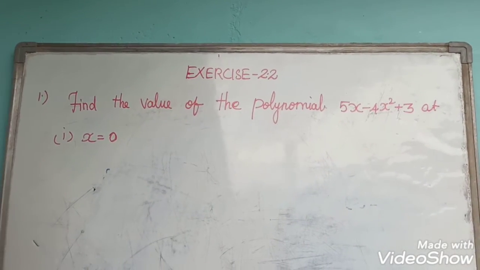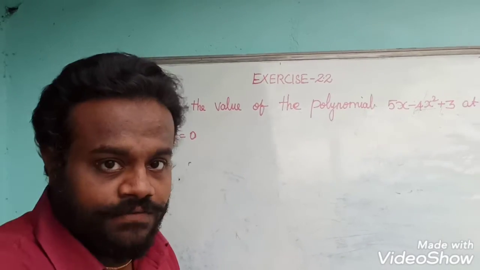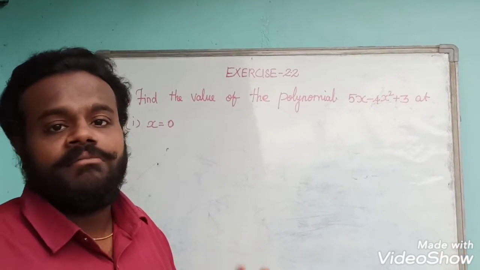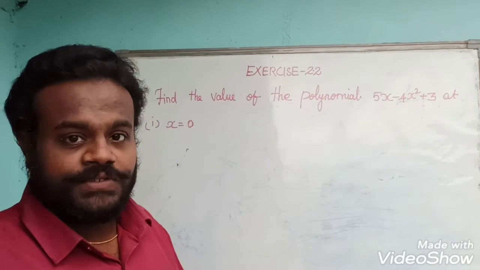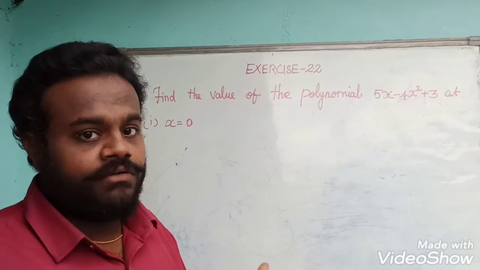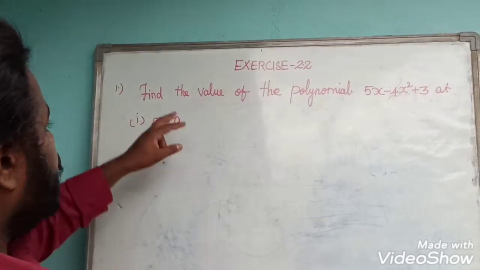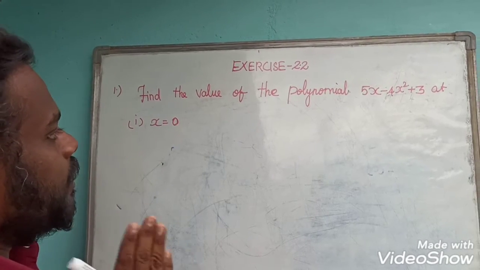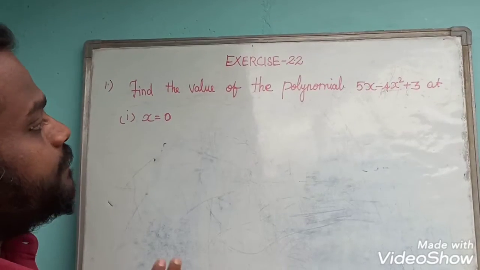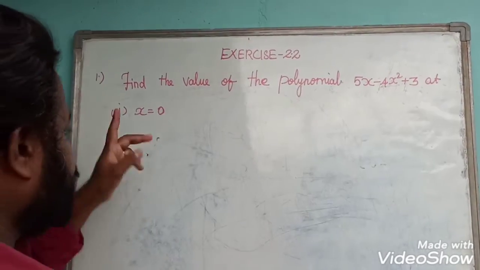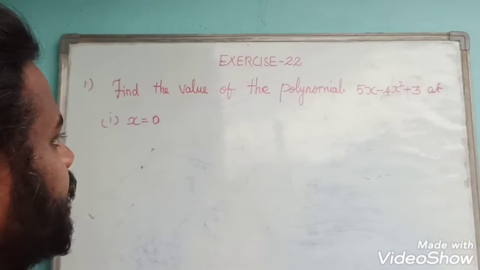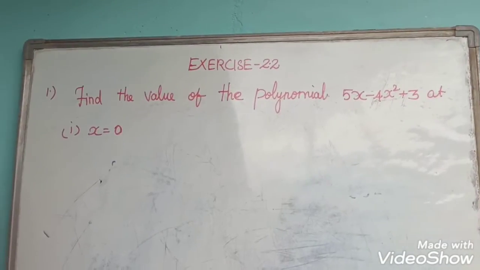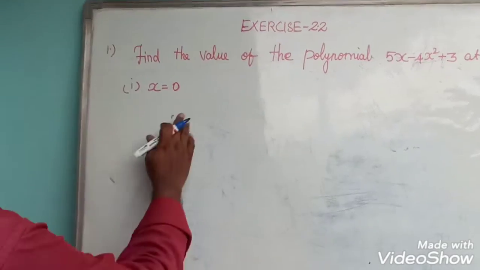Previously we saw examples of how to find the zeros of the polynomial. We have to verify whether the given values are zeros of the polynomial or not, and we have to substitute the value instead of the variable and find the result. The same way here, in exercise 2.2, the first question: find the value of the polynomial 5x minus 4x square plus 3 at x equal to 0. Instead of x, we have to substitute 0, and find the value of the given expression.